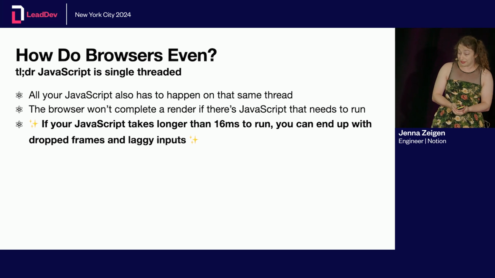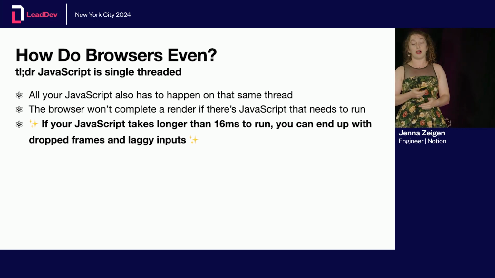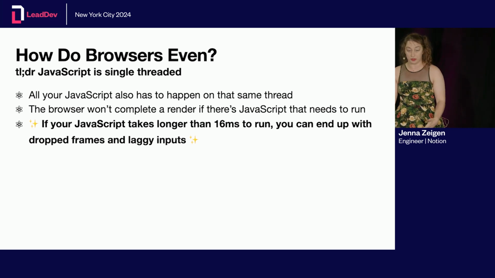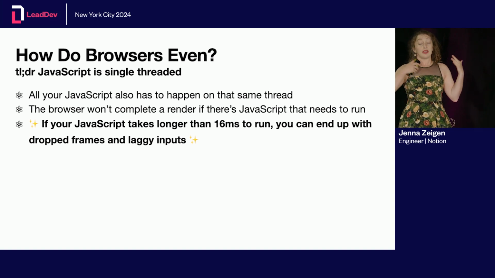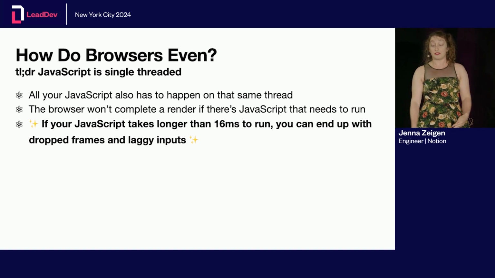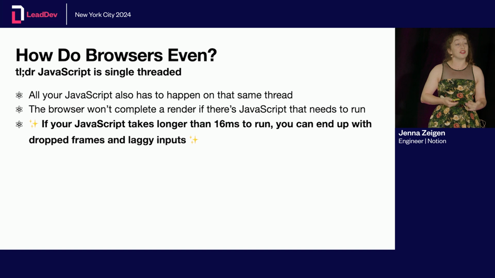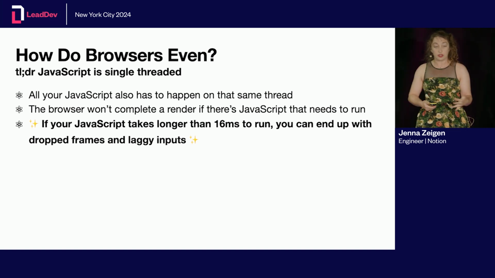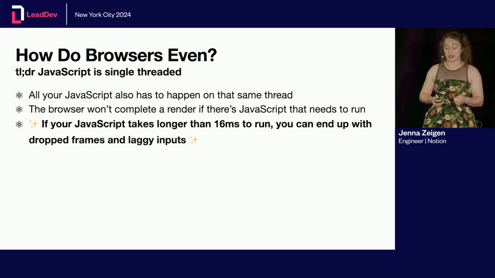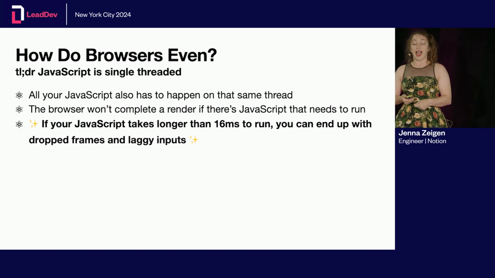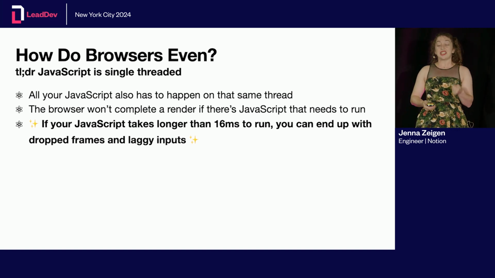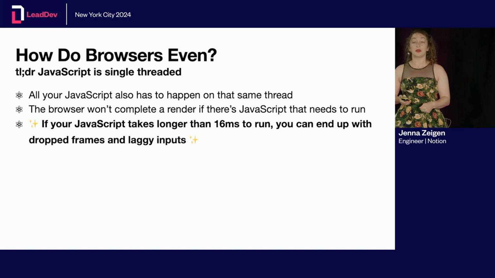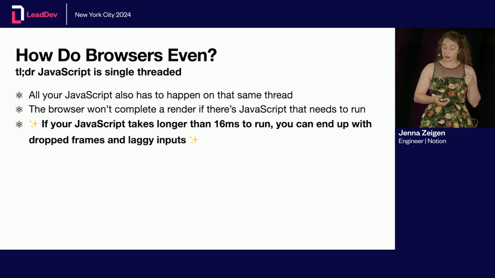JavaScript is single-threaded, running on the browser's main thread along with all the other browser's responsibilities that we just talked about. But if there's any JavaScript left to execute, those renders can't happen, and you end up with dropped frames, jank, and lag. So just to emphasize, this means that we as front ends have a teensy 16 millisecond budget for doing this important work.